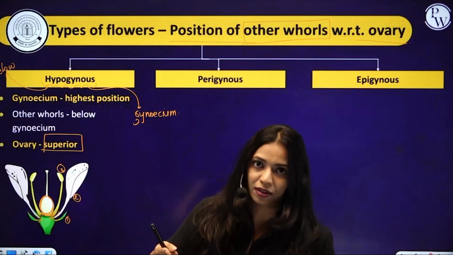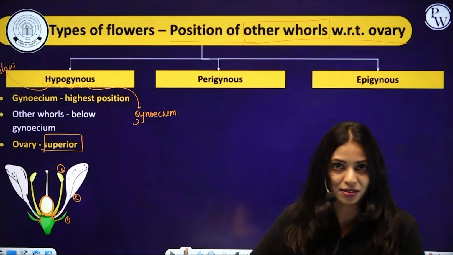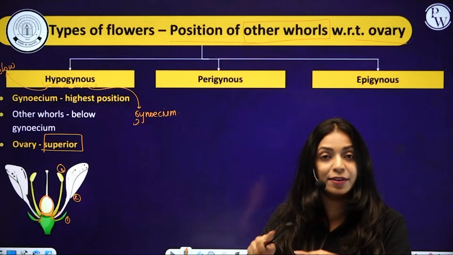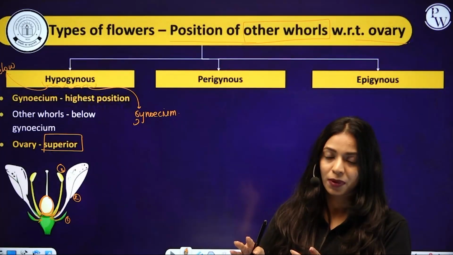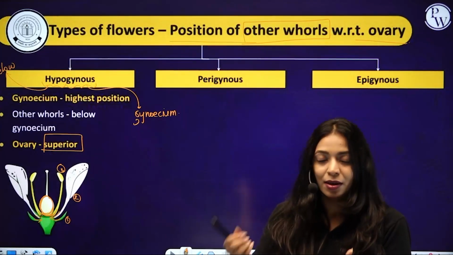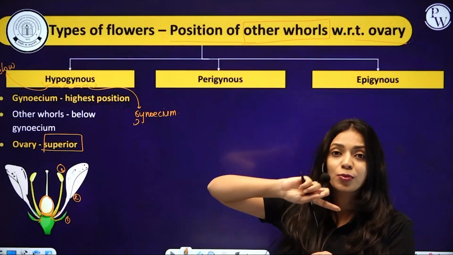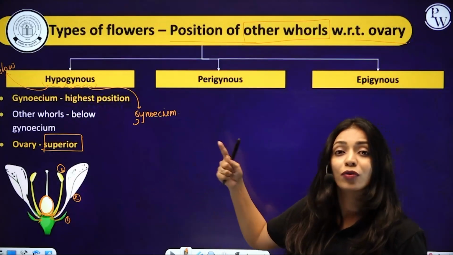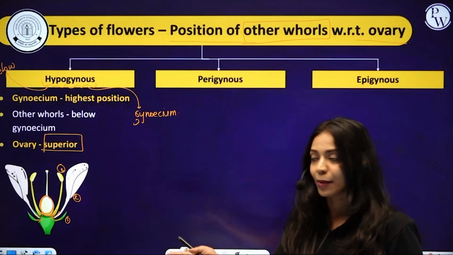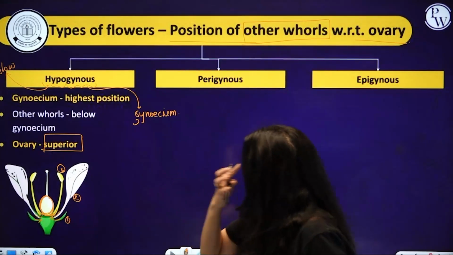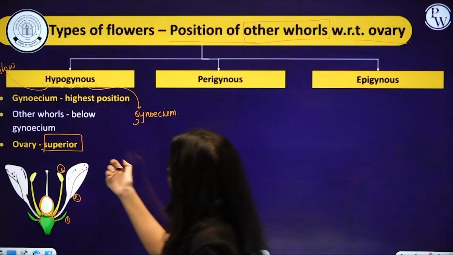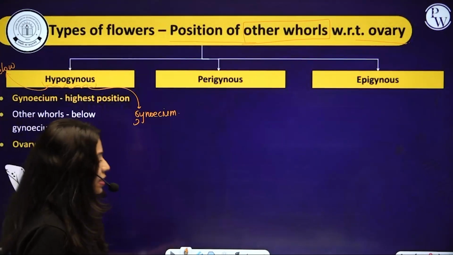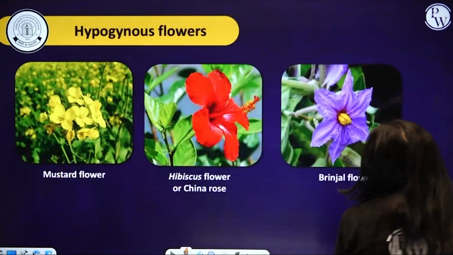Ovary is superior, flower is hypogynous. Hypogynous because other floral parts are arising from below the gynoecium. Why is the ovary superior? Because the ovary is occupying the highest position. Superior means on top, right? Inferior means at the bottom. Here the ovary is superior, flower is hypogynous. And the other whorls, like I already mentioned, arise from below the gynoecium. Such flowers are said to be hypogynous flowers.